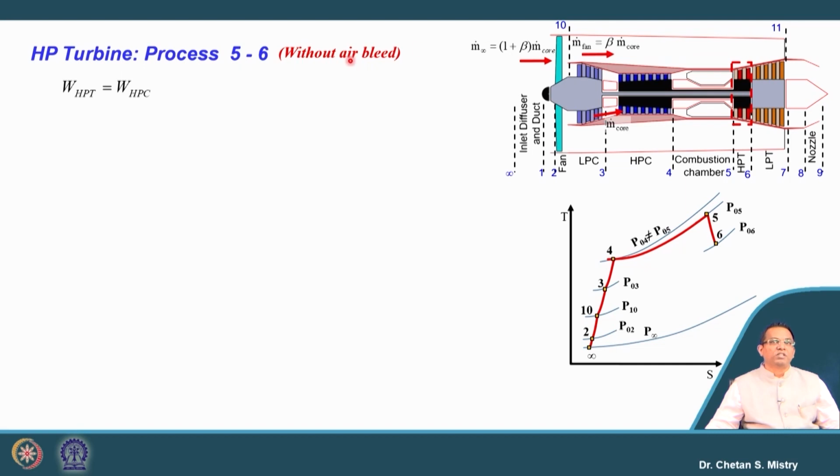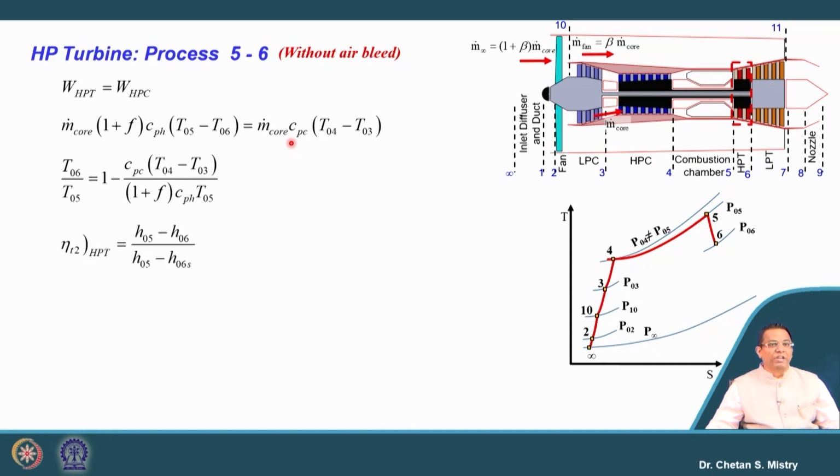For this HP turbine, suppose I consider there is no air bleed, I am specifically mentioning here without air bleed. What we know is that this HP turbine is used for rotating the HP compressor. So, if I write my work balance, this is given by m dot core into 1 plus F Cp T05 minus T06, that is equal to m dot core Cp T04 minus T03. Based on this balance, we can calculate the temperature at the exit of the HP turbine.